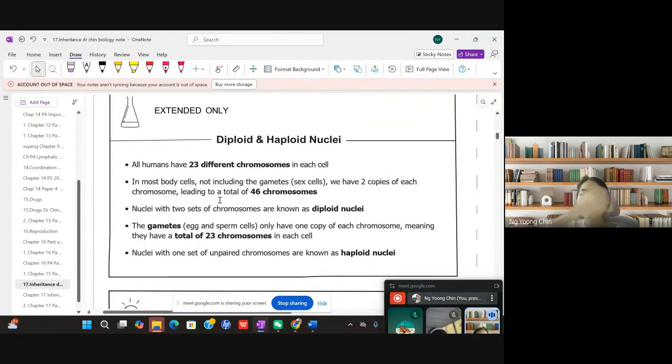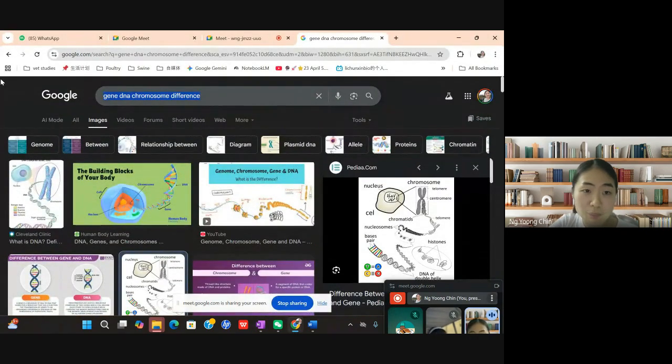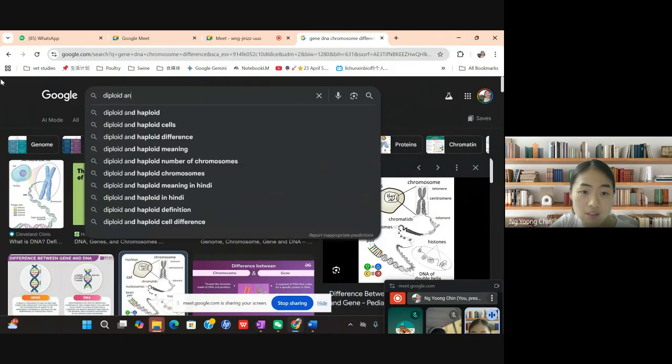So what is meant by diploid? What is meant by haploid, right? The diploids have two sets of chromosomes, right? They have two sets, so in total they will have 46. So we call it diploid. Two sets of chromosomes we know as diploid. I think I'd better let you see the picture of diploid and haploid. Wait for me a moment. Diploid and haploid cell.